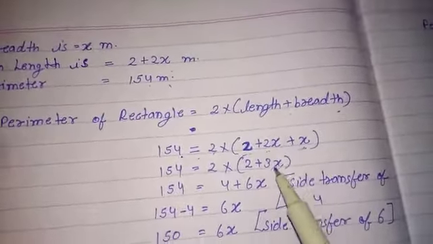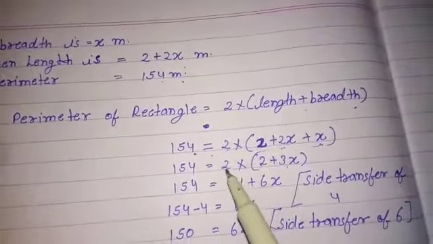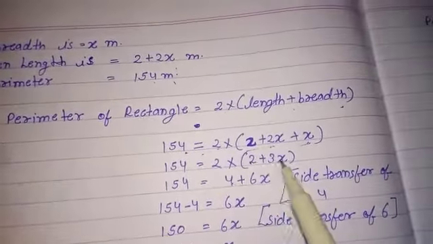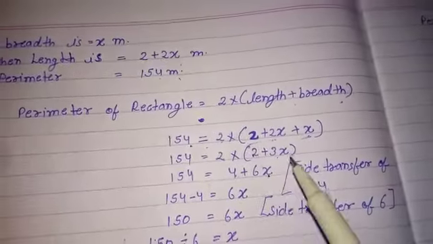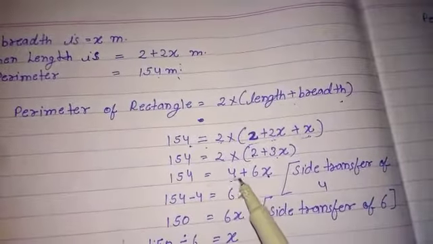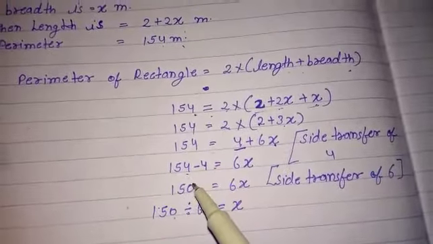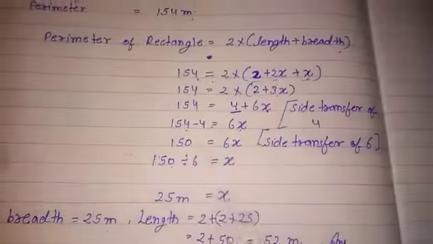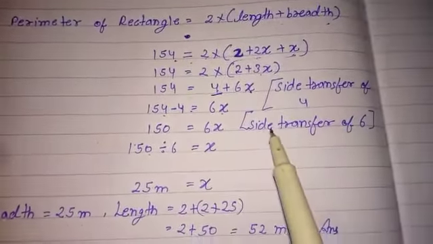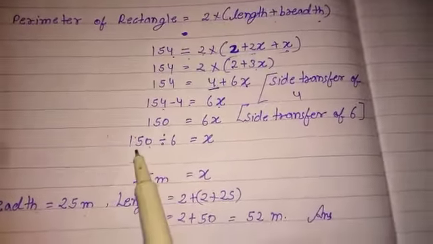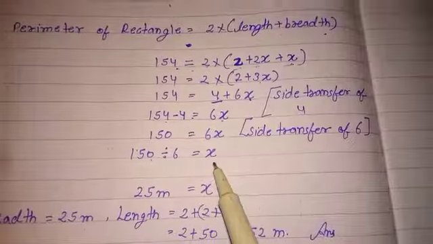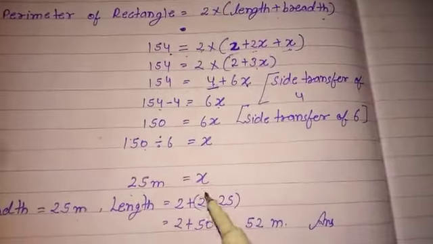So 2x and x, 3x, and same as 2. So I multiply 2 to get 4 and 3 to get 6x. So now we have to do side transfer of 4. So 4 will go in minus. So 154 minus 4 is equal to 6x. So 150 is equal to 6x. So side transfer of 6 now. So 150 divided by 6 is equal to x. So 25 is equal to x.